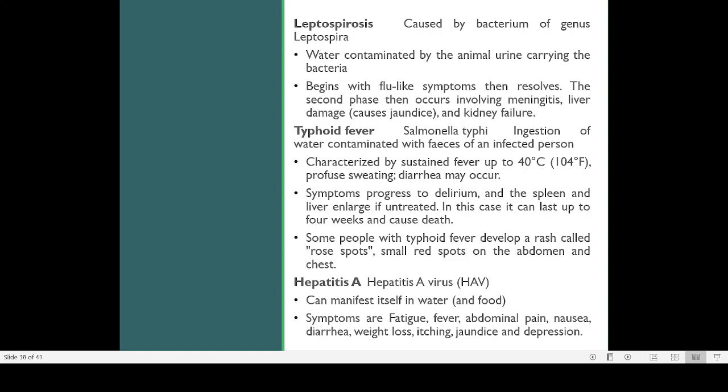And another type of disease. Now we have hepatitis A. You might have heard about different types of hepatitis. Almost all hepatitis usually affects your liver. So it can manifest itself in water. There are different types of hepatitis: A, B, C. Hepatitis B is a very dangerous form of hepatitis.